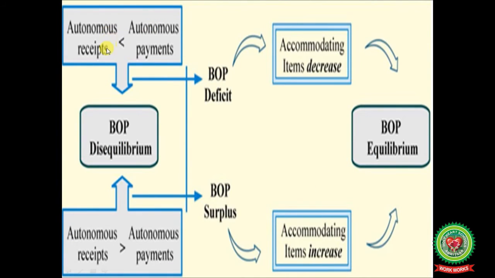Suppose autonomous receipts are less than autonomous payments. It means that there is a deficit in the balance of payment and accommodating items will increase, as we will borrow from the IMF or any other financial institution in order to bring the balance of payment into equilibrium. In the same way, if autonomous receipts are more than autonomous payments, then we are having a balance of payment surplus. So accommodating items will increase and balance of payment equilibrium will be there.